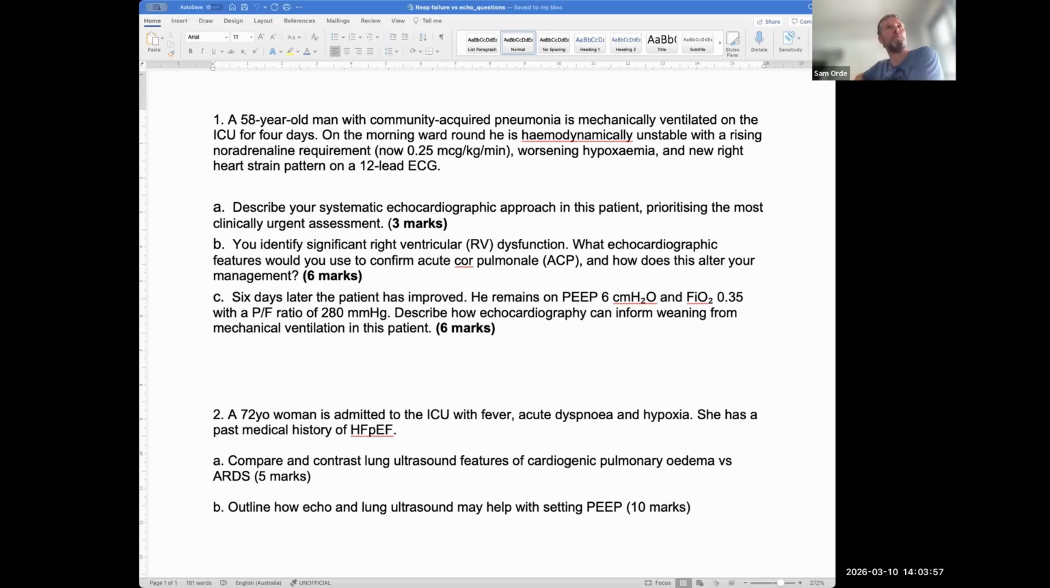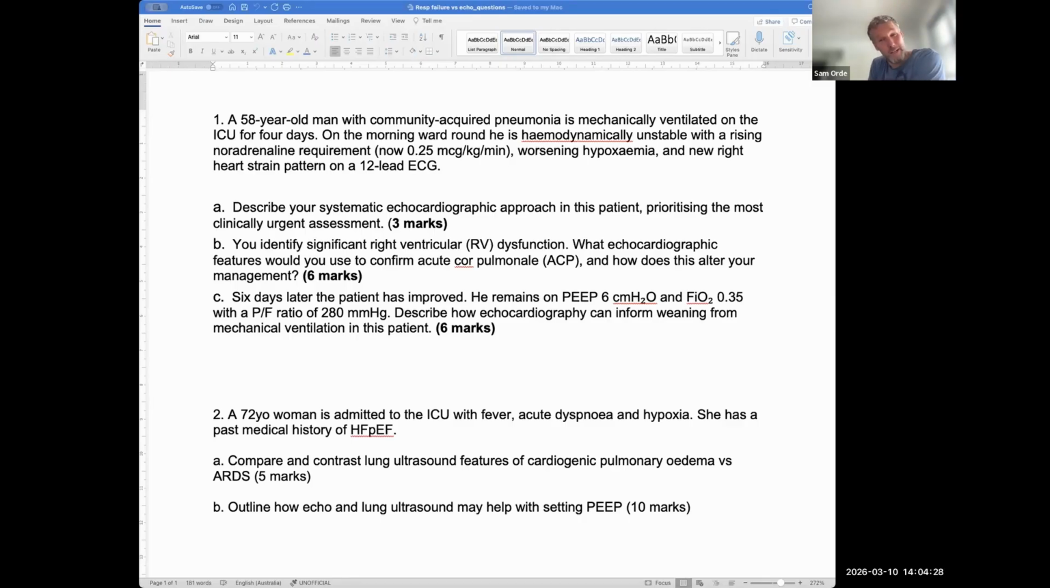Cool. So the first thing you mentioned then was the RV failure. So you did it in systematic order. So the LV was last with the regional wall motion and the tamponade, and first was RV failure, worried about PE and ARDS stuff. Nice. Did anyone else do it in a different manner? And I included signs for pneumothorax as well and dynamic hyperinflation. Very nice.